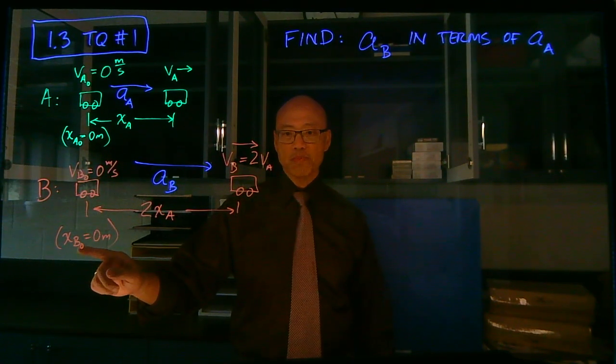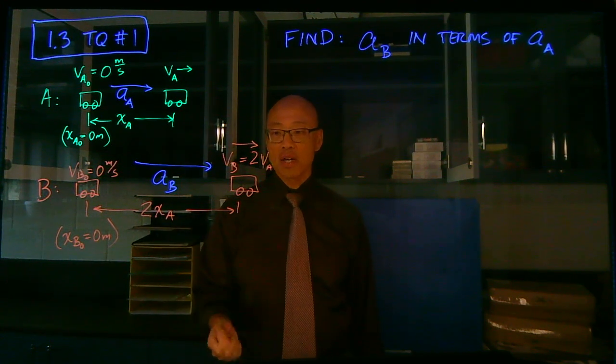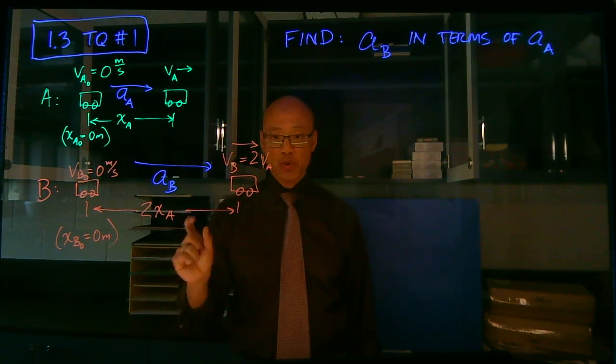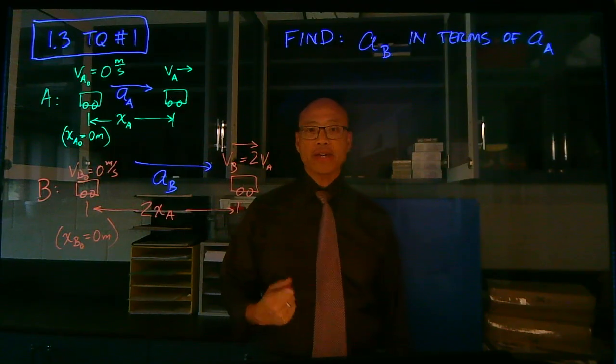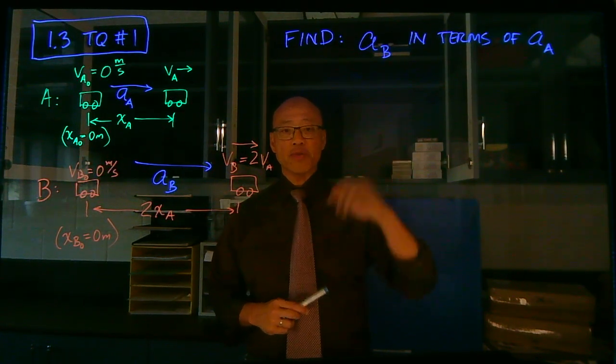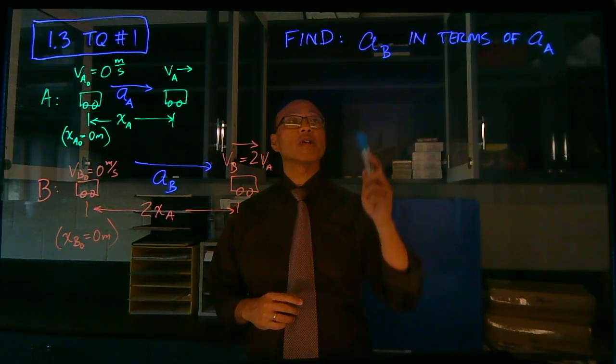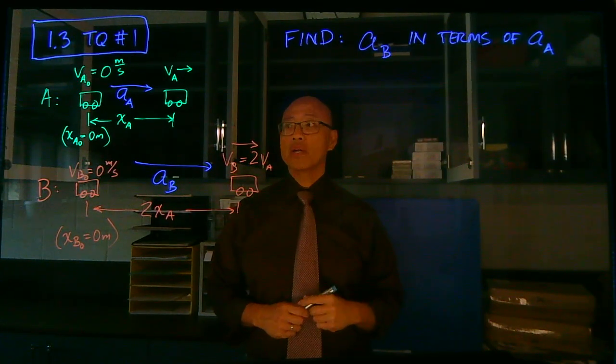Also where the initial position is 0, so even though technically it's a position, we're going to treat it as a displacement or a distance traveled. Okay, so what are we trying to find? We're trying to find AB. And if you look at the multiple choice questions, they imply something more specific. They want AB in terms of AA.